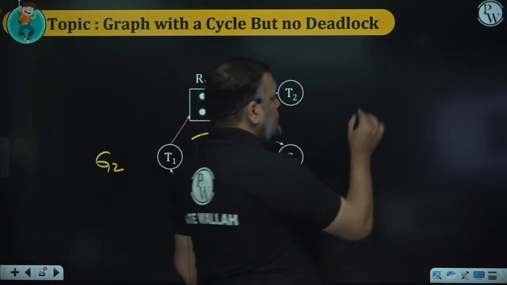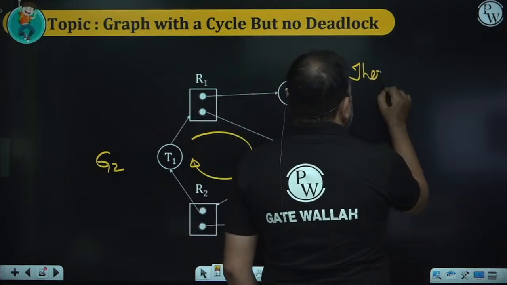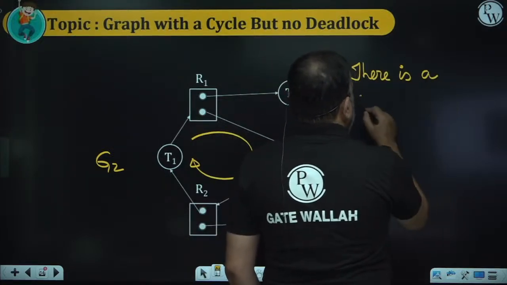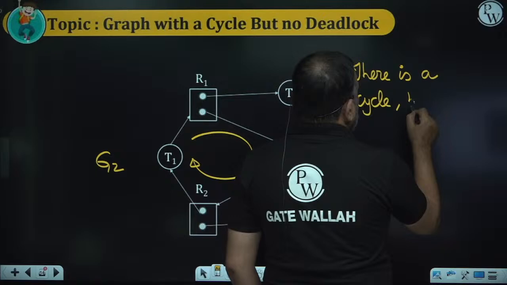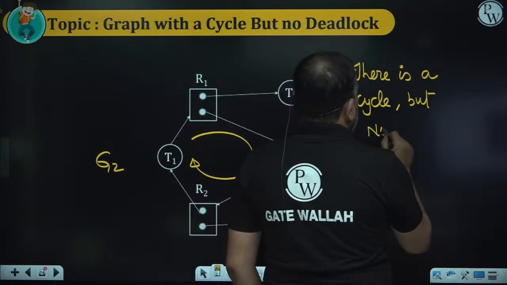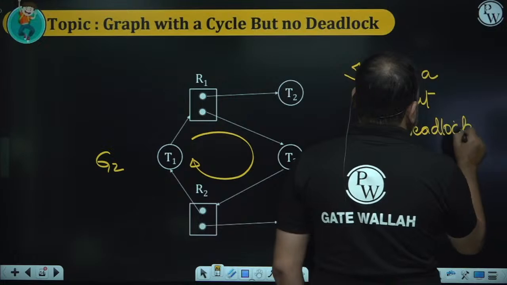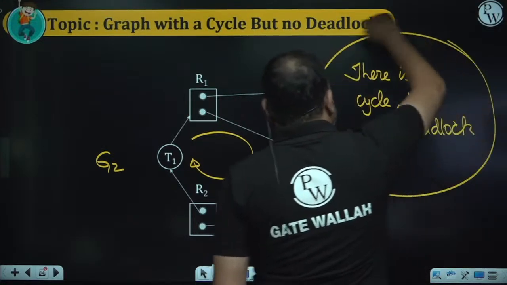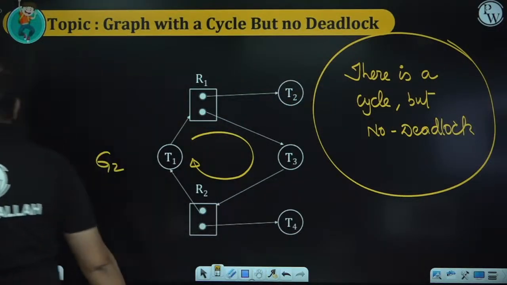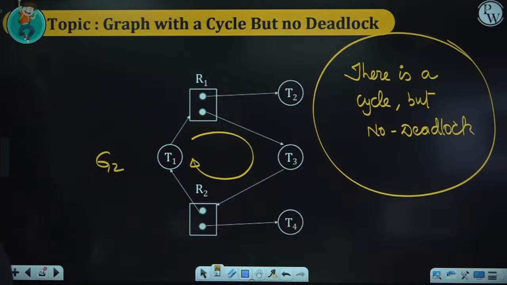यहाँ पर देखिएगा बच्चों. So let me write. There is a cycle right now, but no deadlock. Can anybody tell me? Can you please write down in the chat box and tell me? Even though we have a cycle, but I'm saying there is no deadlock here. Why? Why there is no deadlock even though we have a cycle here? बोलिए.